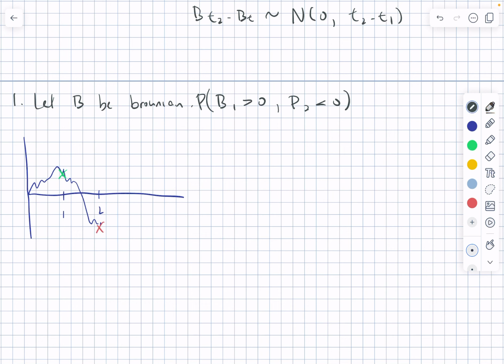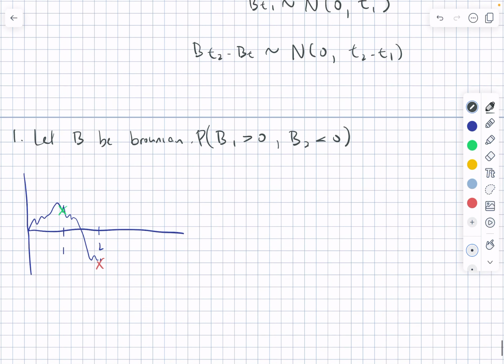So we need this probability. What's the probability B1 is greater than 0 and B2 is less than 0? We're not sure how to actually calculate this probability directly. However, we can try to divide it into some probabilities that we do know based on the properties of Brownian motion.